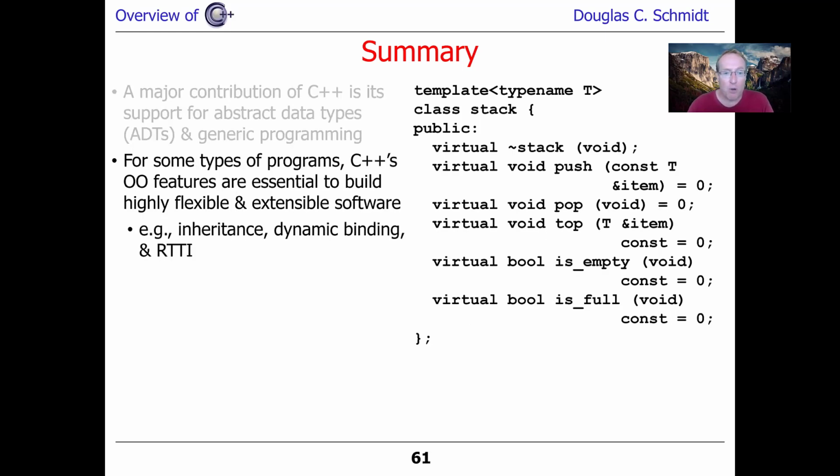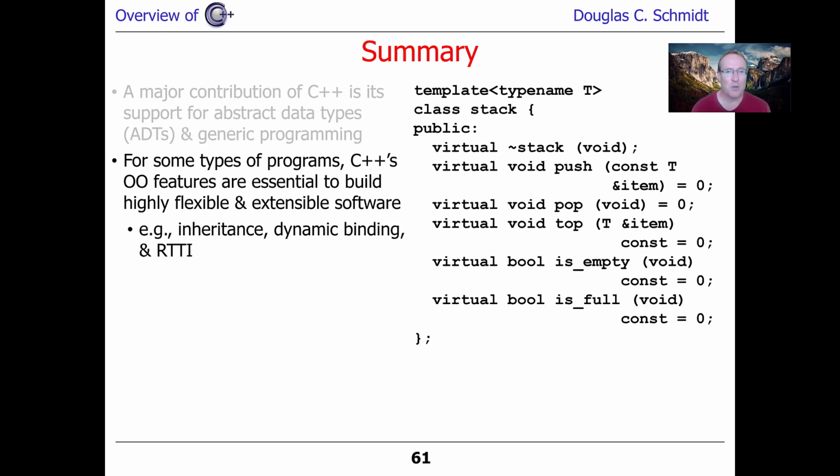For some other types of programs, C++'s support for object-oriented programming is very important to be able to write highly extensible and highly flexible software. And these, of course, include things like inheritance, dynamic binding, runtime type identification, all the stuff we just talked about. It's not necessary for everything, but when it is necessary, it's very, very useful. And so that again is important.